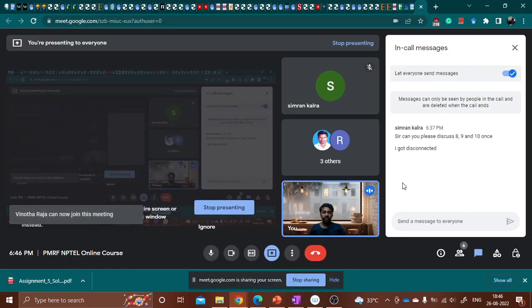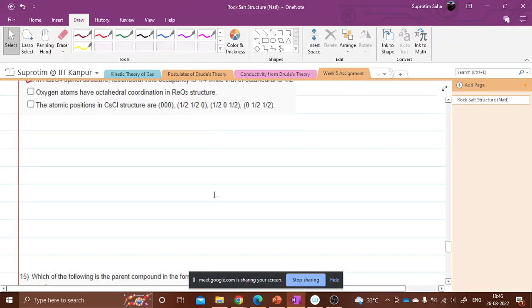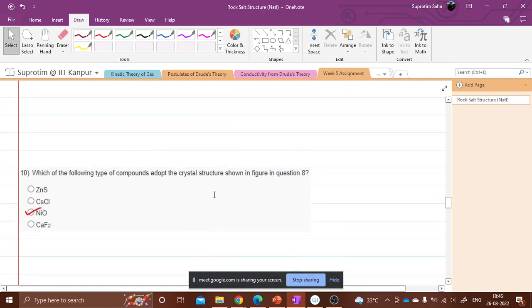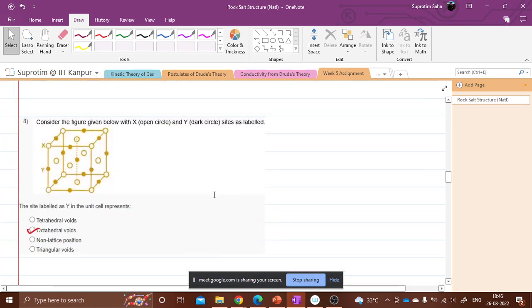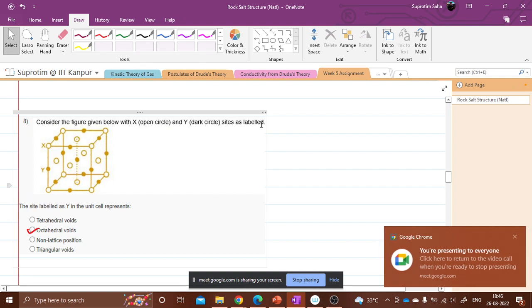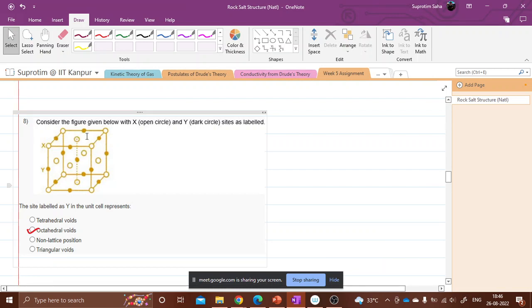Okay, so 8, 9, and 10, that's very doable. Consider the figure given below with X as open circles and Y as dark circles. See that this is basically the FCC structure with all the octahedral voids being occupied, right? With these solid dark circles.